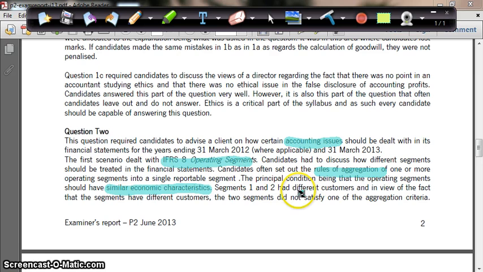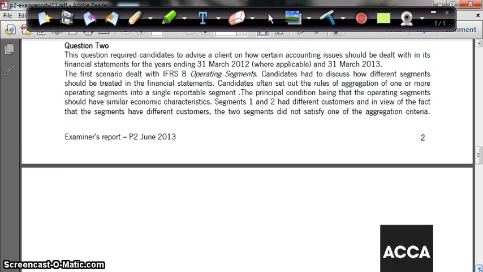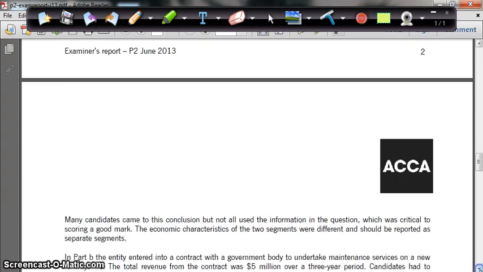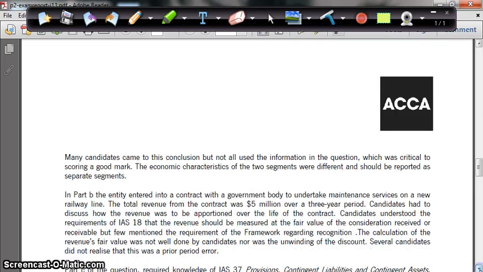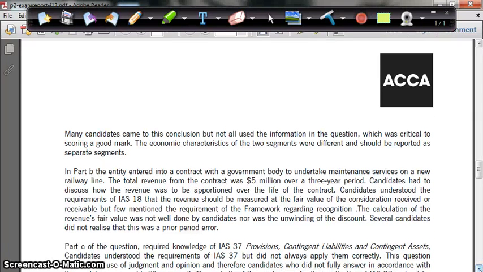So segment 1 and 2 had different customers, and if they have different customers, this is definitely going to show that they don't have a similar economic characteristic, and therefore the aggregation rule was not going to be satisfied. So you couldn't say that these segments could be reported together as a single segment. So most candidates seem to point this out and seem to understand this, which is definitely a good thing. So obviously IFRS 8 is a standard that people seem to be able to get their head around.